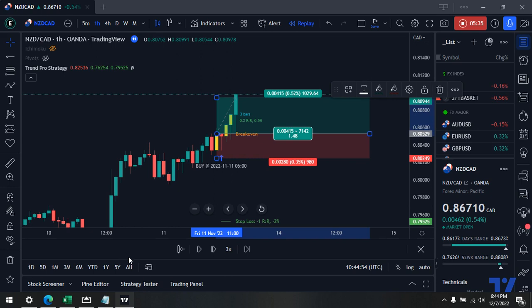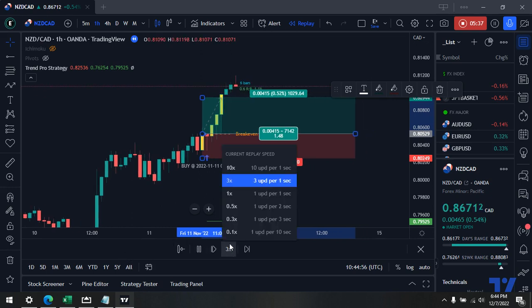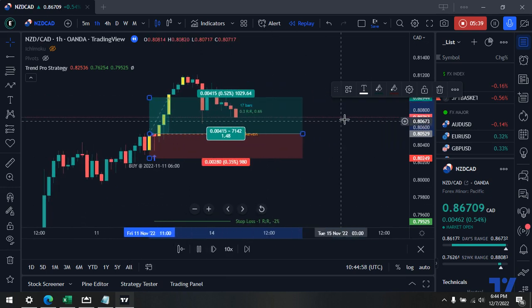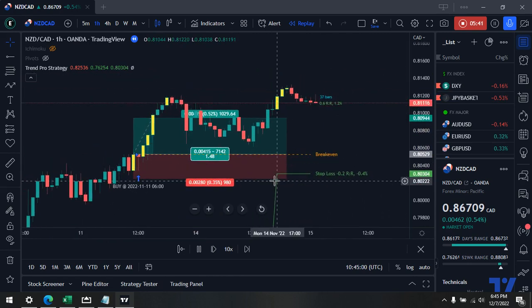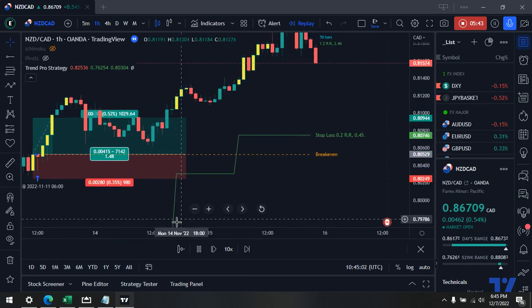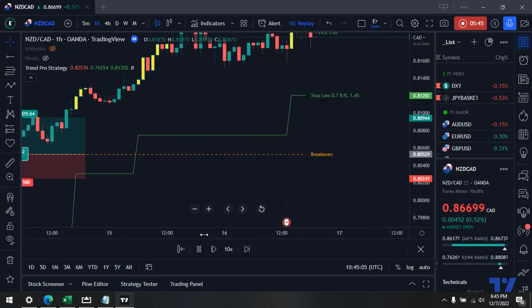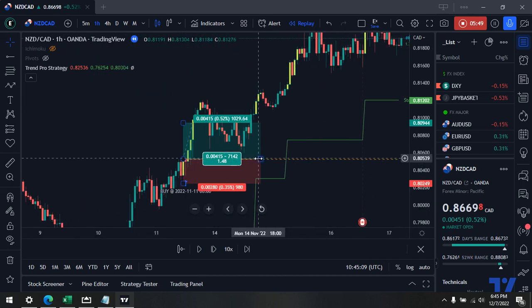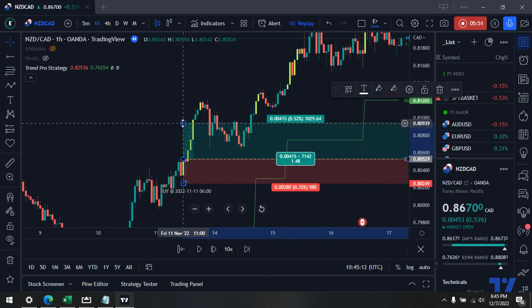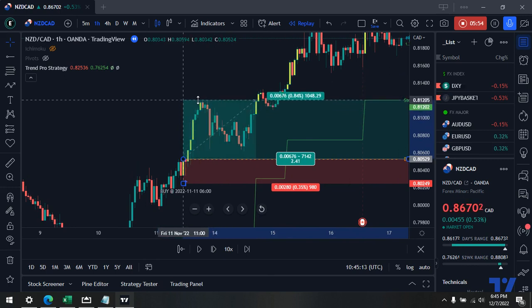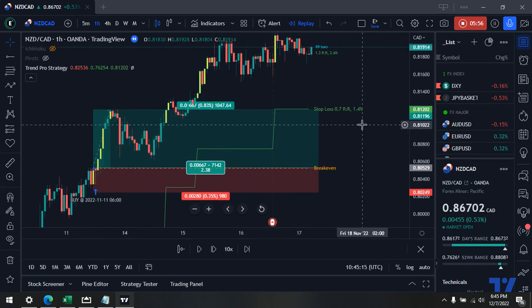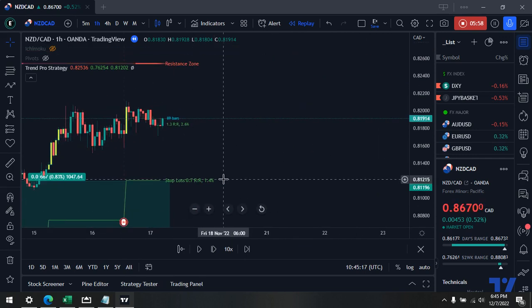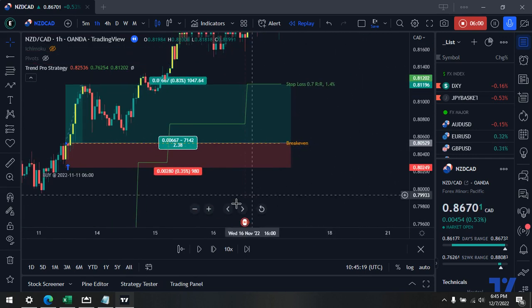So if we replay this trade, let's make it a little faster. Then let's go to the part where we get stopped out, right about here. All right. Then our actual risk to reward here is pretty good. It's 2.43 reward to risk. I'm sorry. All right. So then it gets better, right?